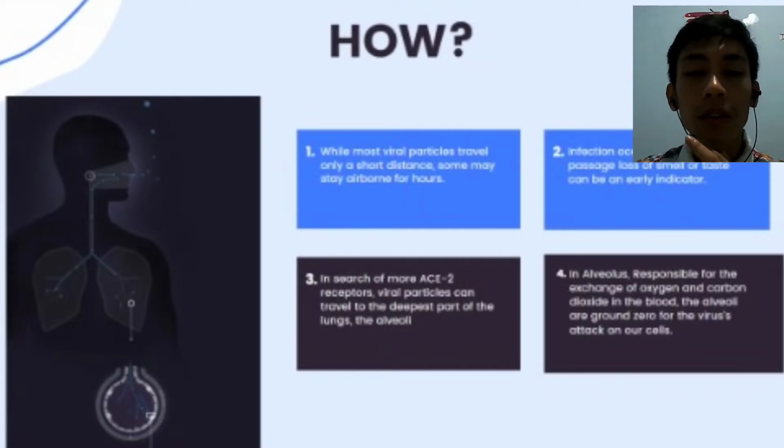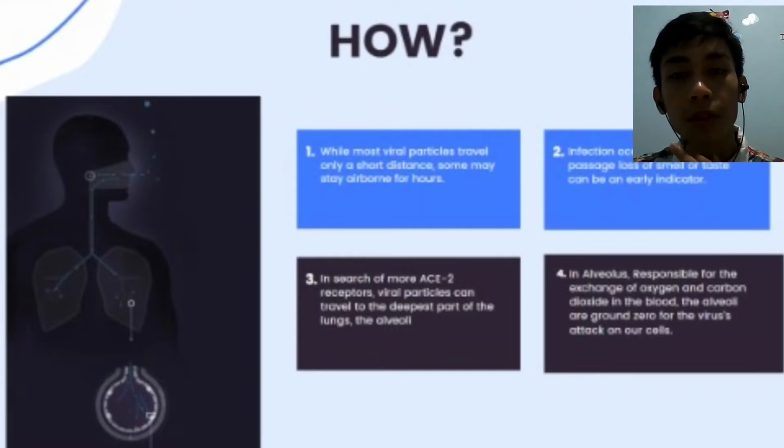So with COVID-19, most viral particles travel only a short distance, but in some ways they stay airborne for hours. And the second one, the infected person may lose the sense of smell and taste, which can be an early indicator. And in search of the ACE2 receptors, the viral particles can travel to the deepest part of the lungs, the alveoli. The alveoli are responsible for the exchange of gas, oxygen and carbon dioxide, in the blood. The alveoli are ground zero for the virus attack.